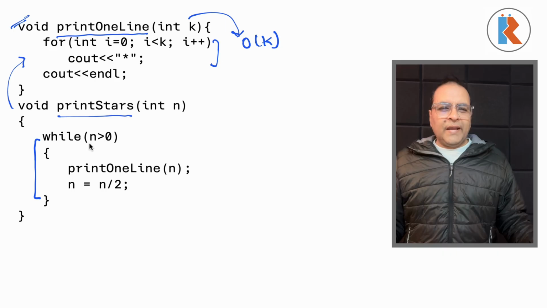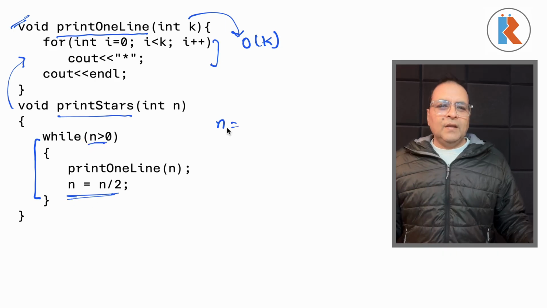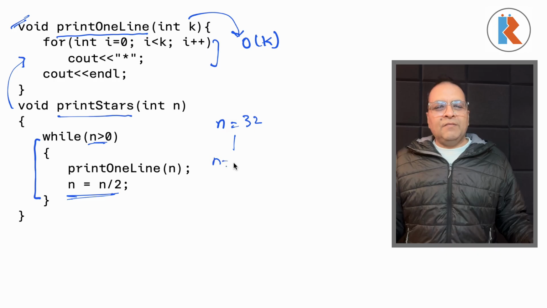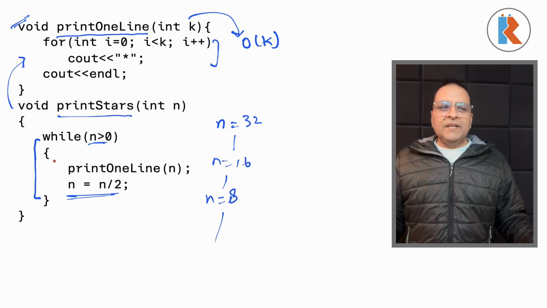In the while loop, n is getting halved every time. If the initial value of n is, let's say, 32, in the next iteration the value of n will be 16. In the next iteration n will be 8 and so on. It means that this loop will get executed log of n times to the base 2.